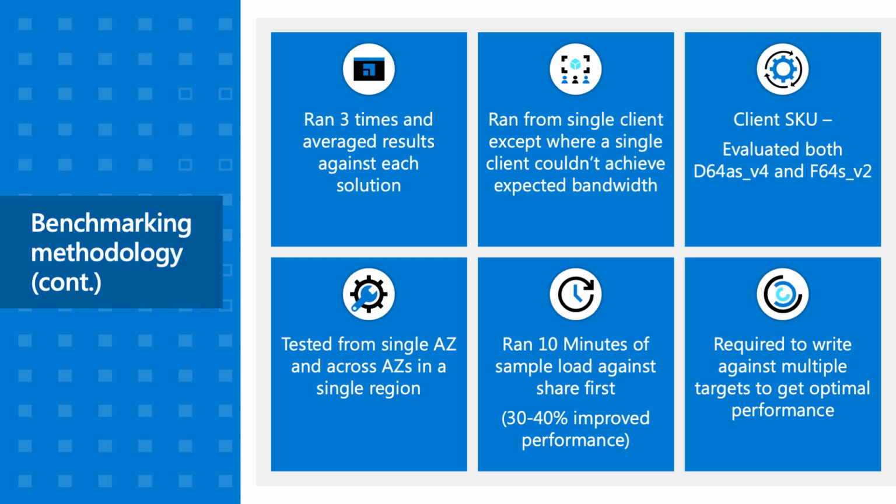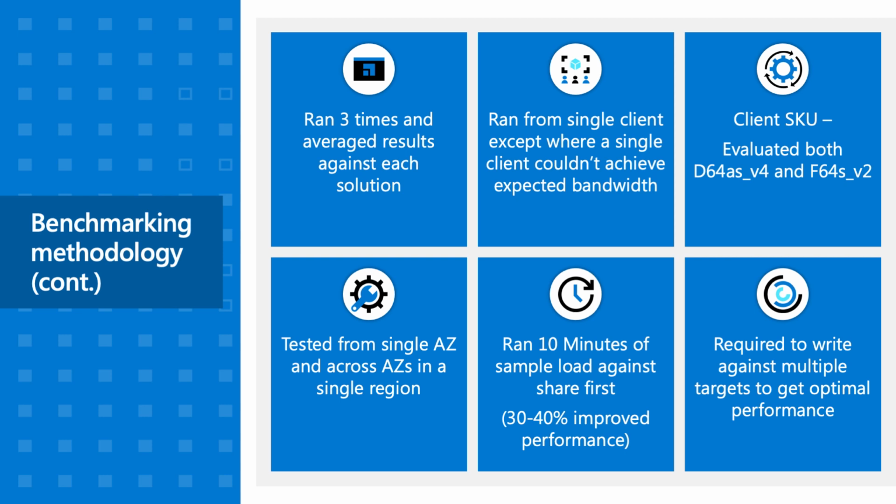From a client SKU perspective, since each client is also limited in terms of networking and disk communication, I evaluated both the D64as v4 as well as F64s v2. I evaluated the performance from a single availability zone and from multiple availability zones to determine if there was an impact if I was in a different availability zone than the share exists.